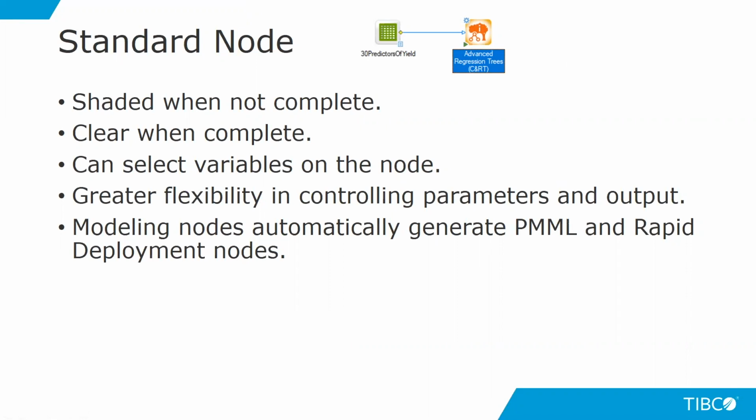Some of the benefits of this node is that you can actually select variables on the node, which we'll see whenever we complete a workspace here in a few minutes. You can also provide greater flexibility in controlling the parameters of the node, as well as the output from the node. And when this node is a modeling node, it's automatically going to generate not only a PMML, or predictive modeling markup language node, but also a rapid deployment node for scoring as well.